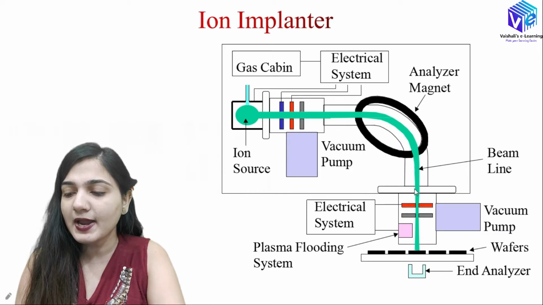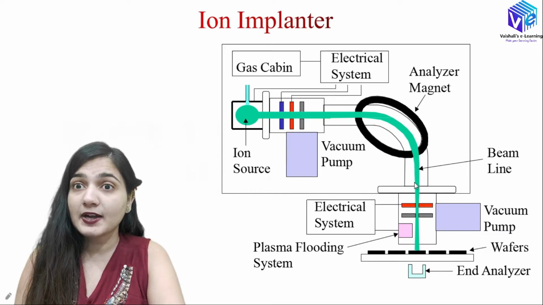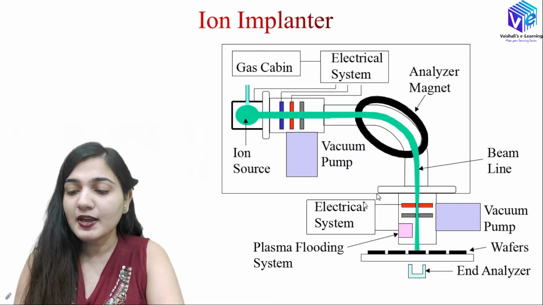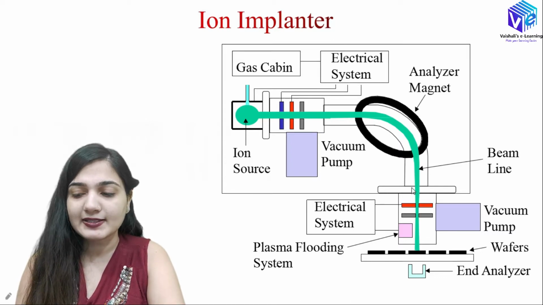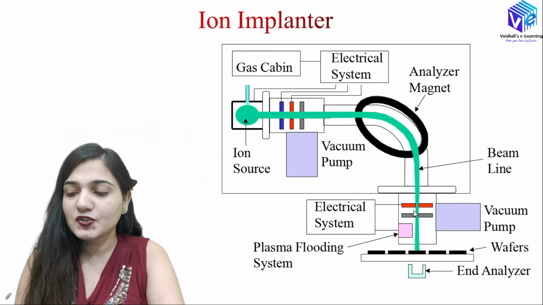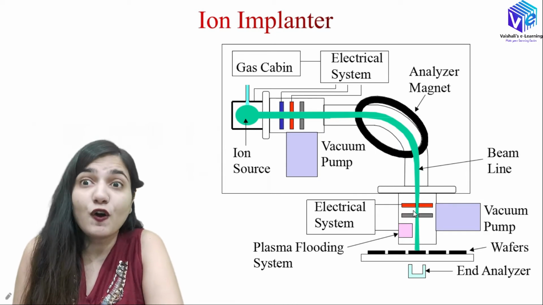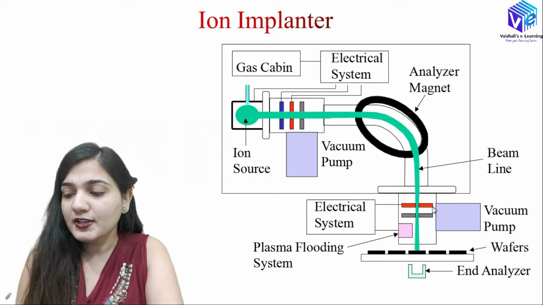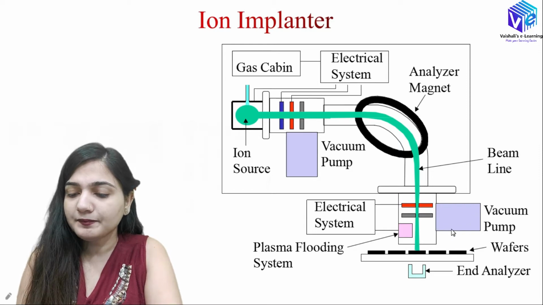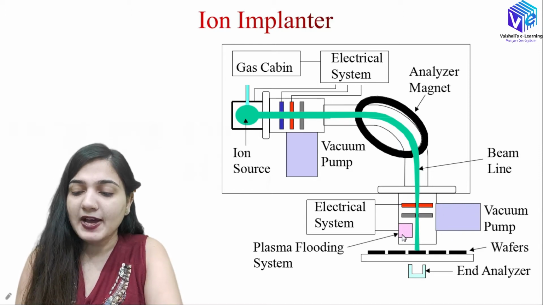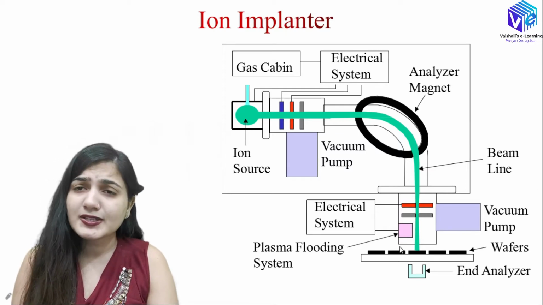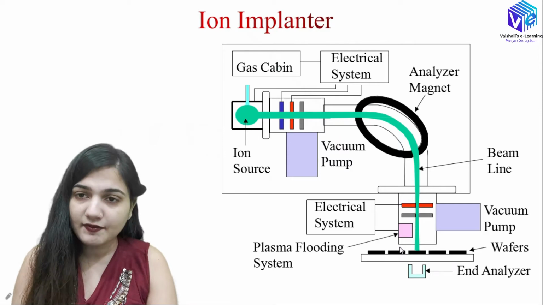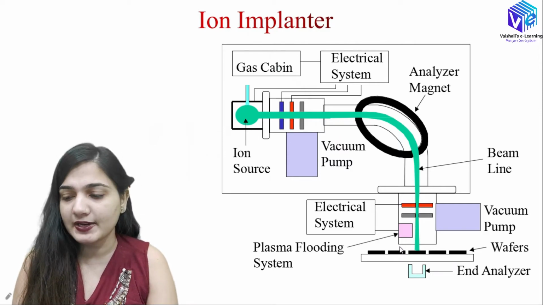Then this is the beam line. This is why I told you I am representing the beam line. Here we have the electrical system again. The electrical system will increase the acceleration of the ions present here. I will discuss all of these things in detail. Here again we have the vacuum pump, and there we have the plasma flooding system which creates the plasma over here. What the need for plasma is, we will see when we discuss the beam line system.